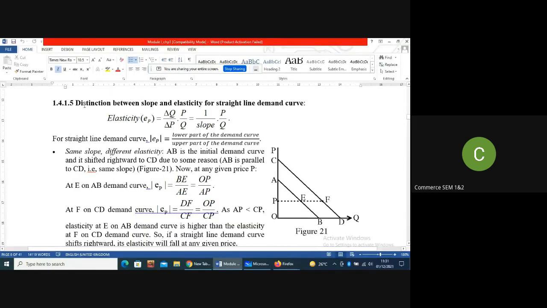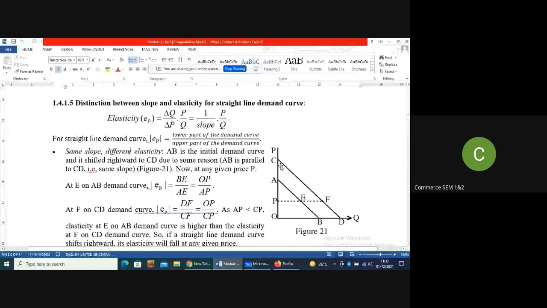Okay, so today we'll see the distinction between slope and elasticity for a straight line demand curve. So we can see that here we have one straight line demand curve AB, and due to some reason, say this demand curve AB shifts rightward to CD. So these two demand curves, AB and CD, are parallel to each other.